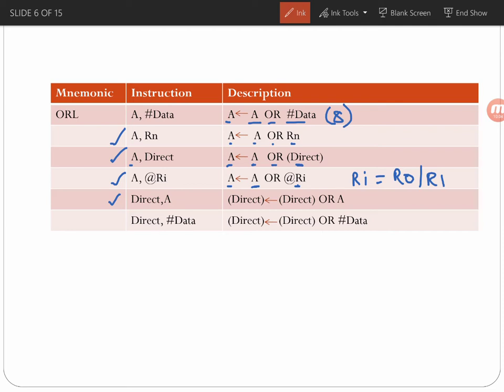Next, the content of the internal RAM location whose address is given in the instruction is ORed with the content of accumulator register, and the result is saved in the internal RAM location whose address is given in the instruction. Next, ORL direct, #data. The content of the internal RAM location is ORed with the 8-bit immediate data present in the instruction, and the result is saved in the internal RAM location whose address is given by direct.